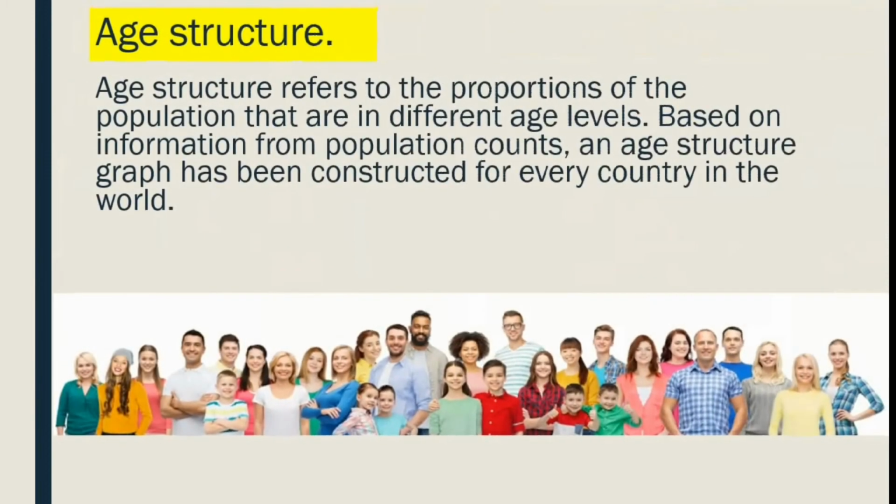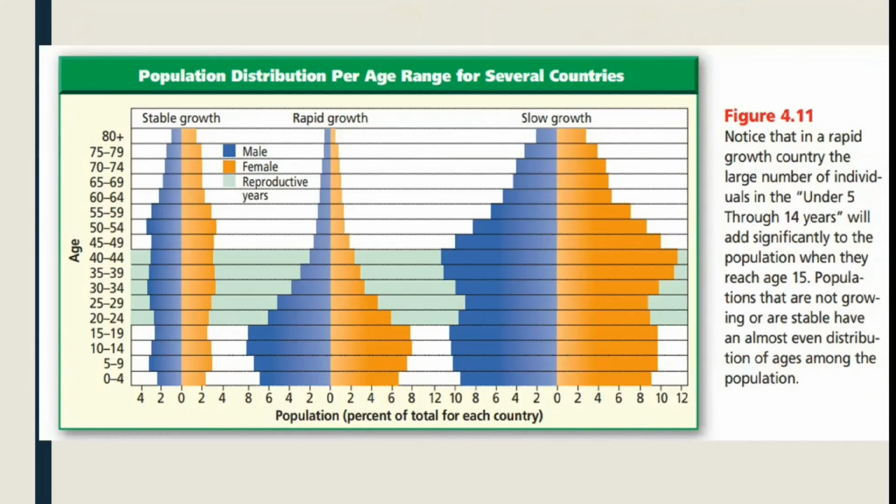Age structure. Age structure refers to the proportions of the population that are at different age levels. Based on information from population counts, an age structure graph has been constructed for every country in the world. Look at the age structure graph in figure 4.11. An age structure graph can tell you approximately how many males and females there are in a population and how many people there are at each age level.